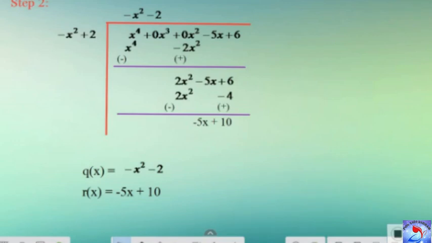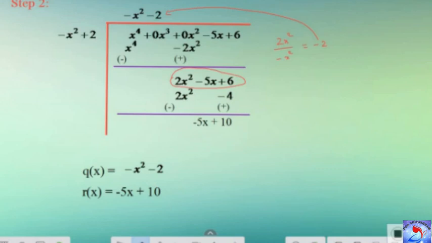Here it is. We can see the present dividend. It is nothing but 2x square minus 5x plus 6. So this is where we have to start. The first term of the dividend here is 2x square, whereas the first term of the divisor is minus x square. When you divide one by the other, you get minus 2 as a quotient. So you can see minus 2 as a part of your quotient. You already had minus x square. Now minus 2 is also added to it. So the quotient becomes minus x square minus 2.